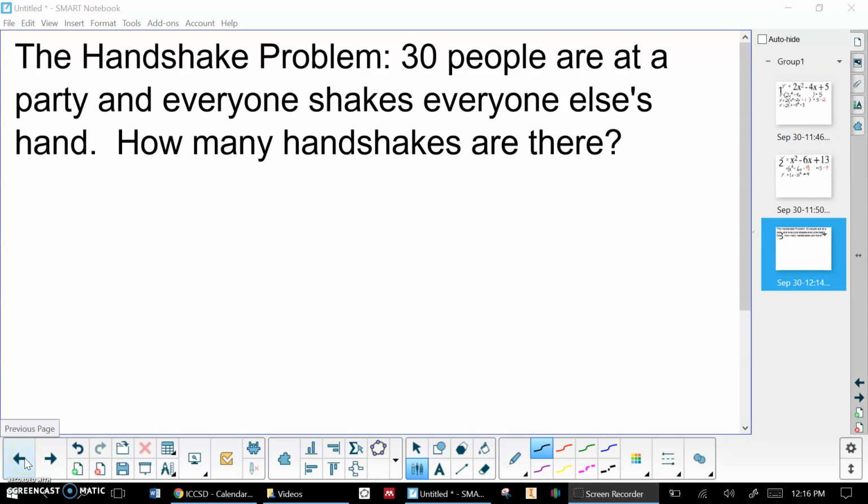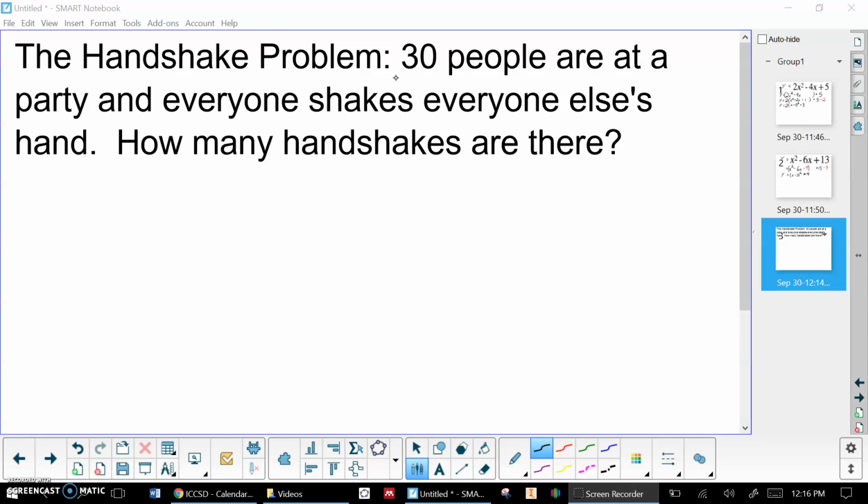Okay, so let's real quickly go over this handshake problem again. If you were gone from class today, or if you just weren't quite getting this whole thing when we were talking about it, I'll try to make sure that I've explained every little detail of this thing. So the problem here is 30 people are at a party, and everyone shakes everyone else's hand, and how many handshakes are there total?